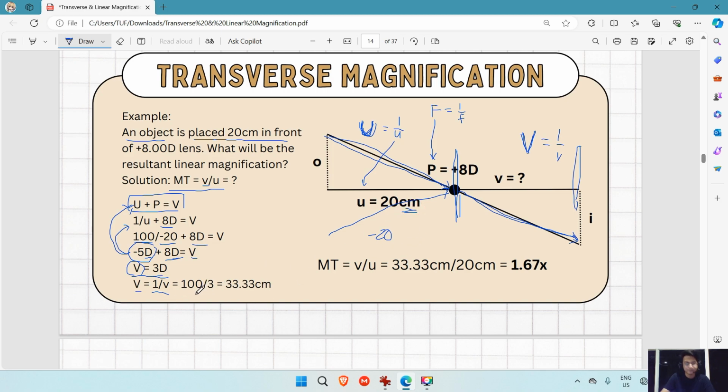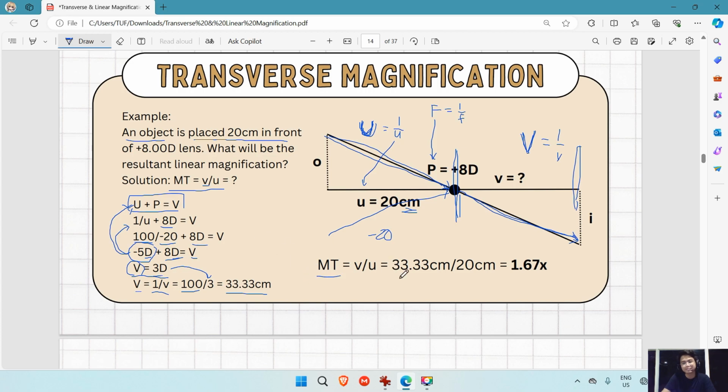Since the u here is in centimeters, we can also get the value in centimeters. So, 100 goes on top, 100 over 3, since 3 is the V value. So 100 divided by 3 is 33.33 centimeters. So can we now substitute this value? Can we now solve? Yes.